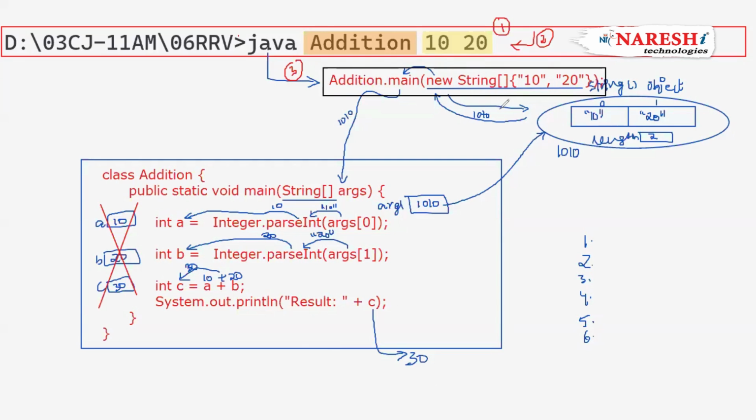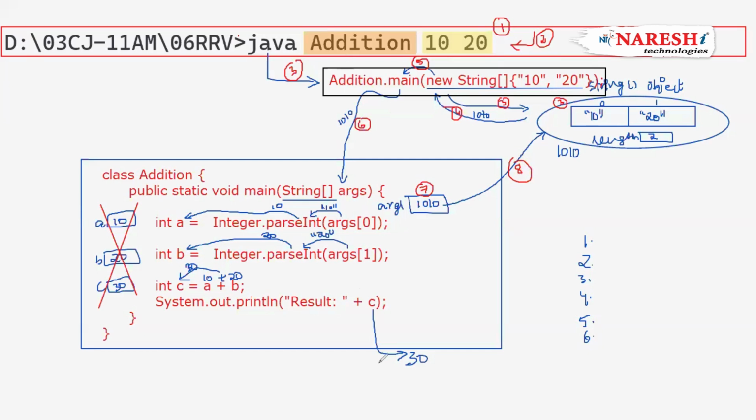New keyword. Third step creates array object. Creates array object with the given values and reads the reference of that array object, returns that reference to main, passes that reference to the main method. Then control with the reference 1010 will go to main method. Main method parameter receives the reference, stores it and points to the same array object.